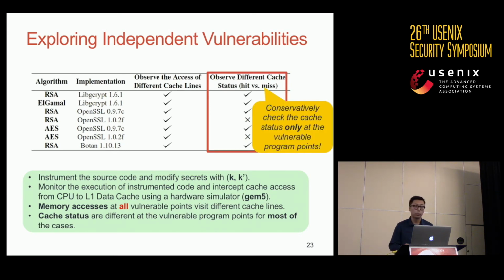Here we want to point out that we only conservatively check the cache status at the vulnerable point. So it is still likely that even if at the vulnerable point the cache status does not change, a different secret can actually lead to a different cache status at some further memory access. But anyway, here we only check the vulnerable points.